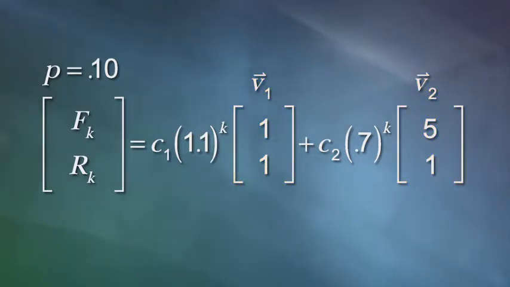Then, using the same formula as before, but with different eigenvalues and eigenvectors, we see that the time k population vector is C1 times 1.1 to the k times the eigenvector (1, 1), plus C2 times 0.7 to the k times the eigenvector (5, 1). Notice that for large k, the first term dominates. It actually blows up. The second term goes to 0 as k grows. This is now saying something more interesting than when the predation parameter was large.